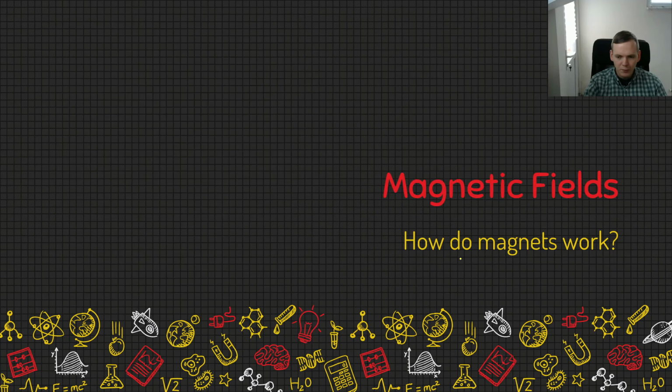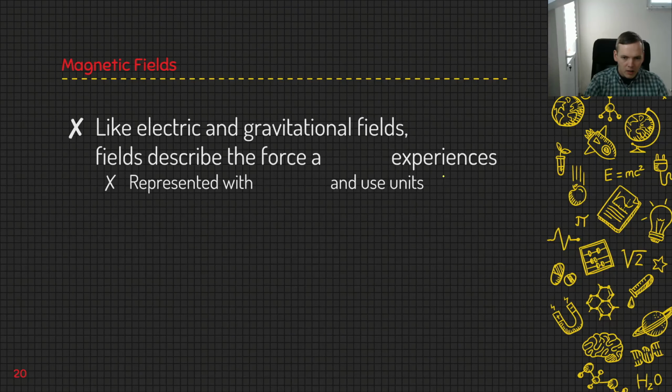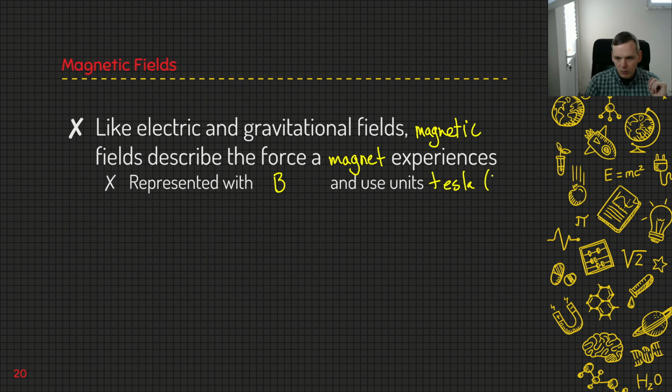We're going to do a real quick overview of magnetic fields, and this tells you what to expect from a magnet. So just like electric and gravitational fields, which are the other two fields we've talked about before, magnetic fields describe the force that a magnet experiences. And this field is represented with the variable B, a capital B, and it uses the units of Tesla, which we represent with a capital T.